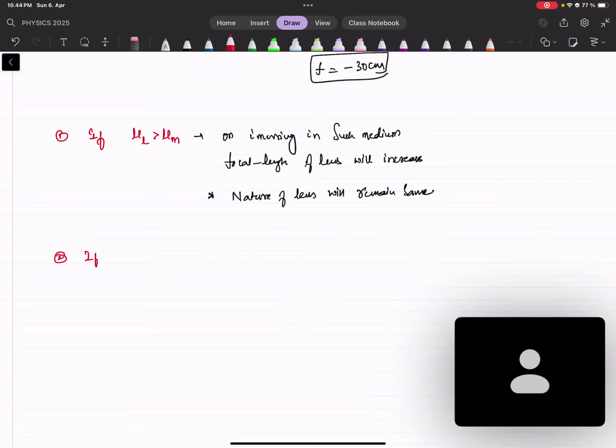The same way, if the refractive index of the lens is lesser than that of the medium, in this case the nature of the lens will change.